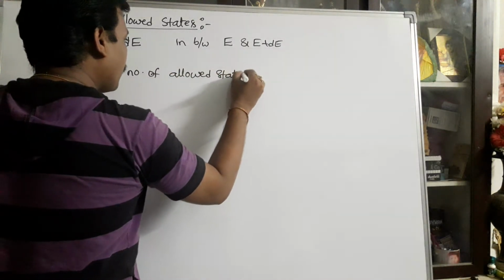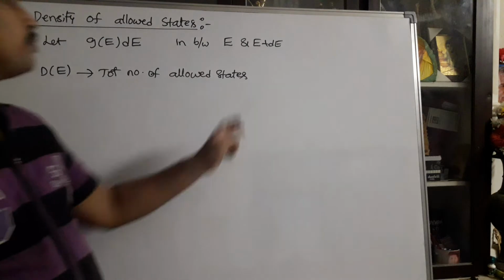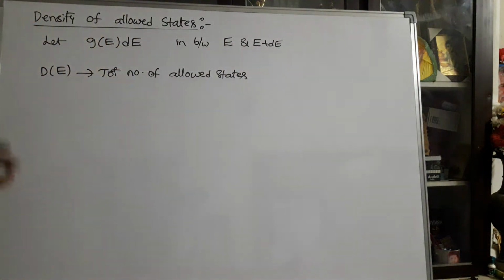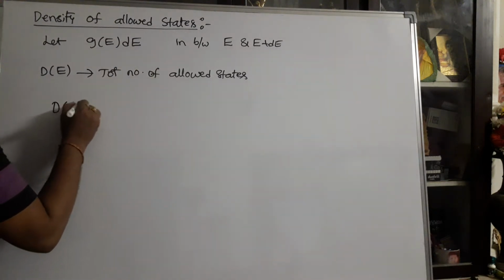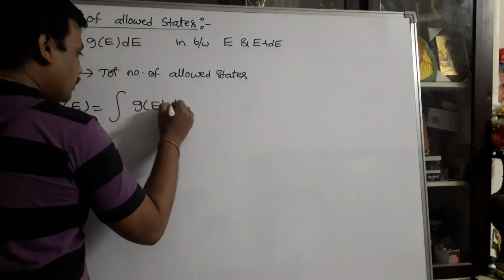Total number of allowed states. G of E is nothing but the density of allowed states, particularly in between the energy levels E to E plus dE. In a similar way, D of E is nothing but the total number of states counted in the previous section, particularly up to energy E. So at the particular energy E, D of E can be taken as the integral of G of E into dE.